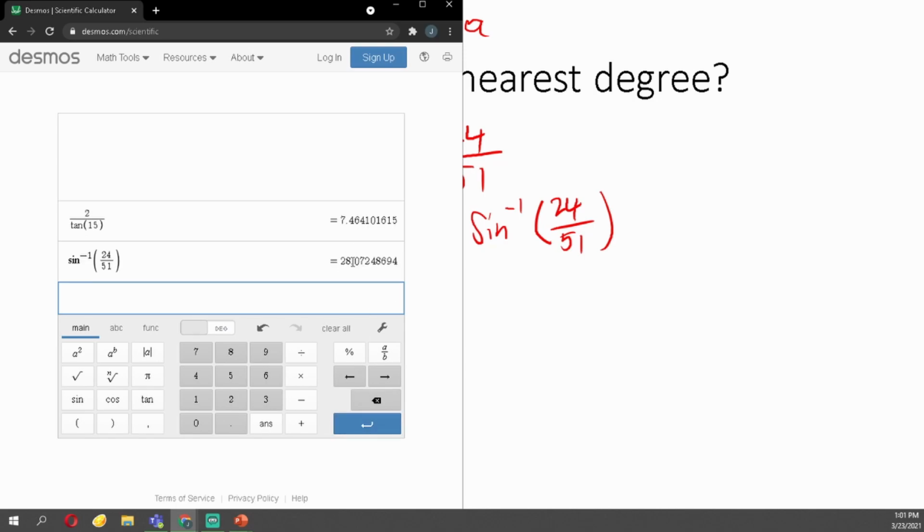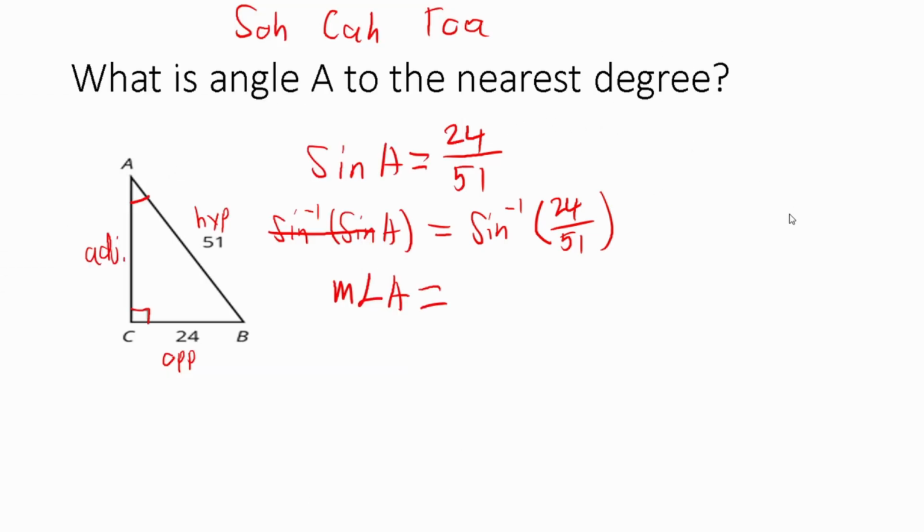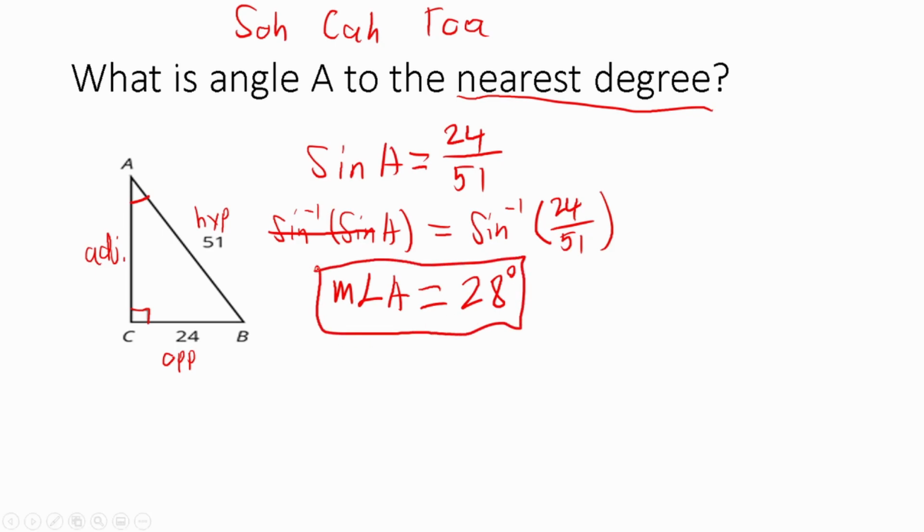So we have 28.0724864. But if we remember, it says to the nearest degree, right? We want to round it to the nearest degree. So we're just going to be left with 28 degrees for the measure of angle A. Awesome work. So we found a missing side. We found a missing angle. Really refreshing our brain and our memory here.